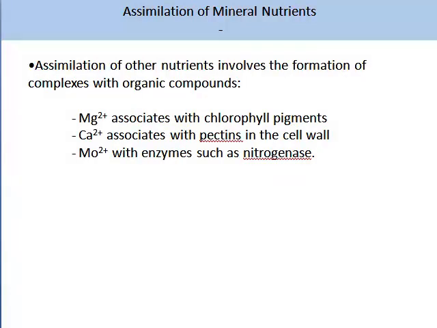Assimilation of other nutrients involves the formation of complexes with organic compounds. Examples of these are magnesium, which associates with chlorophyll pigments, calcium, which associates with pectins in the cell wall, and molybdenum with enzymes such as nitrogenase.